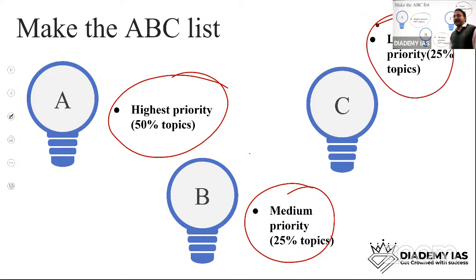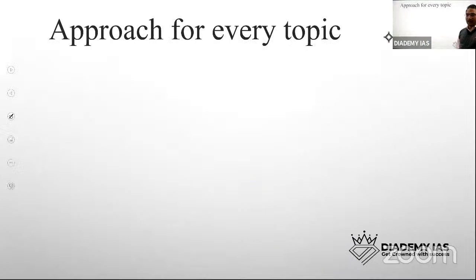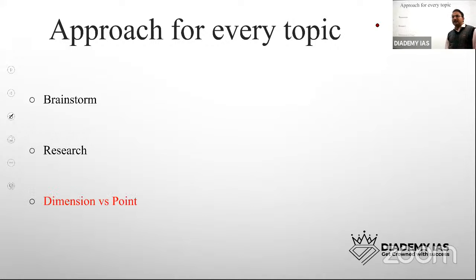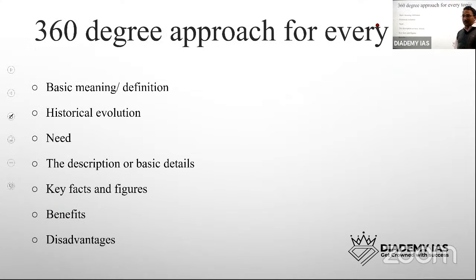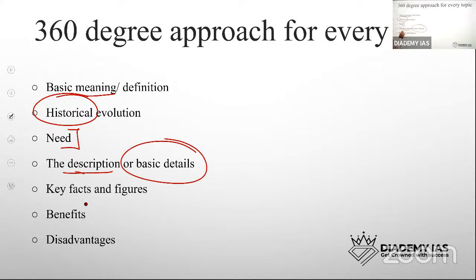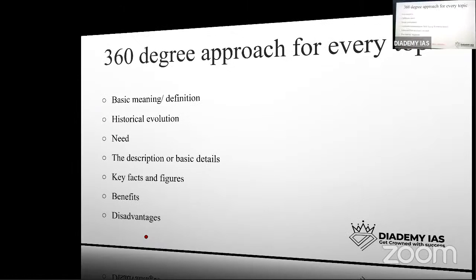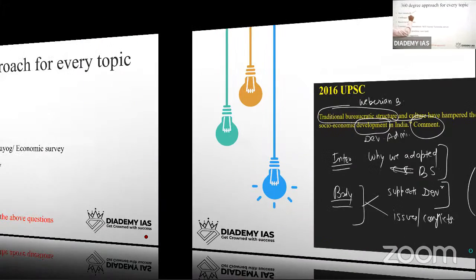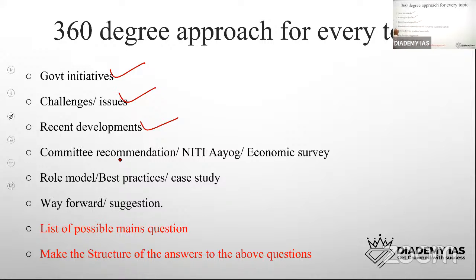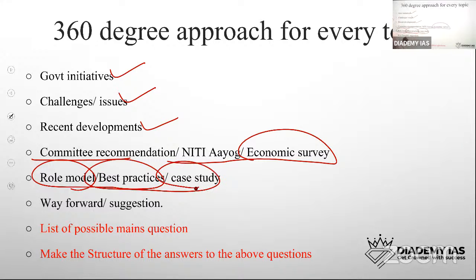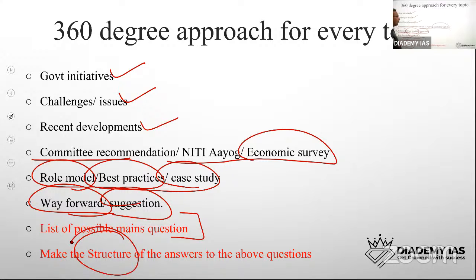You cannot focus equally on all the topics because that will be wastage of time, and it is not humanly possible also. Approach for every topic: you have to follow this systematic approach which I am telling you, 360-degree approach. You should start from the basic meaning, go to the history, understand what is the need, description of basic details, facts and figures, benefits, disadvantages, government initiatives, challenges, issues, recent development, committee recommendations, Niti Aayog, economic survey recommendations, role model, best practices or case study, way forward, suggestions, what are the possible mains questions, and what can be the content of those possible mains questions.